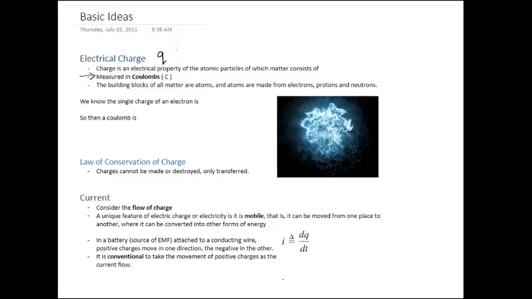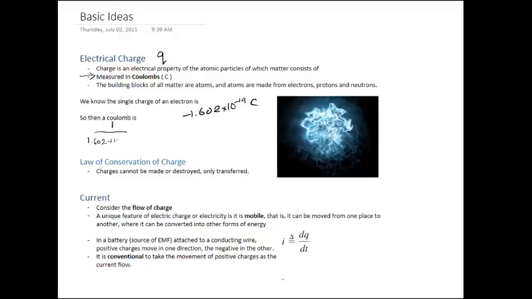As we know from, hopefully, high school or university physics, atoms are the building blocks of all matter, and they themselves are built from electrons, protons and neutrons. Experimentally, we know that the single charge of an electron is simply negative 1.602 times 10 to the negative 19 coulombs.